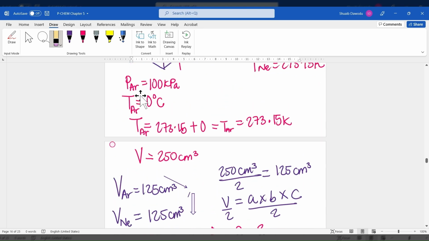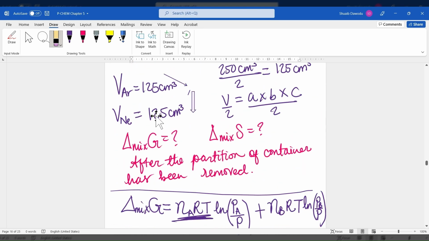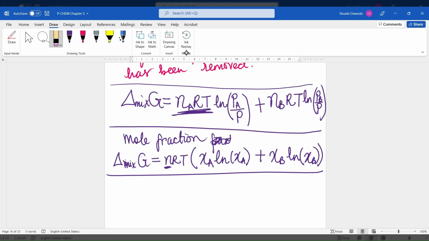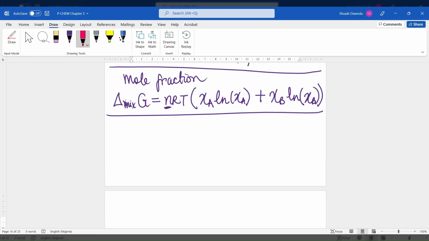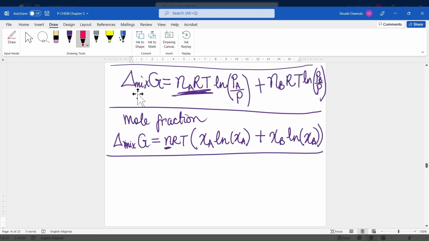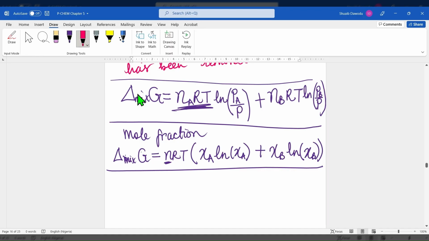In this case, if you look at our work, we're given volume, pressure, and temperature, so we don't have to do anything with the second formula that involves mole fraction. From my explanation so far, you already know we're going to be using the first one that I explained: n sub A multiplied by R times T ln of P sub A over P sub T. R is just the gas constant. We have the temperature, the pressure of the argon, and the pressure of the neon.